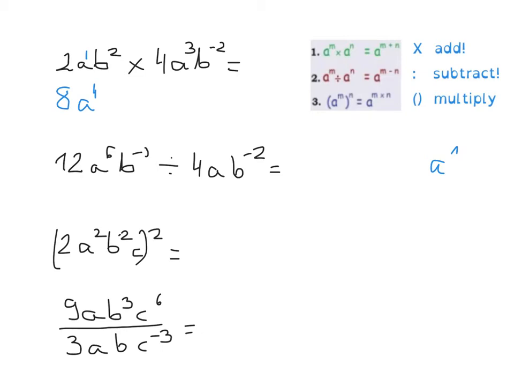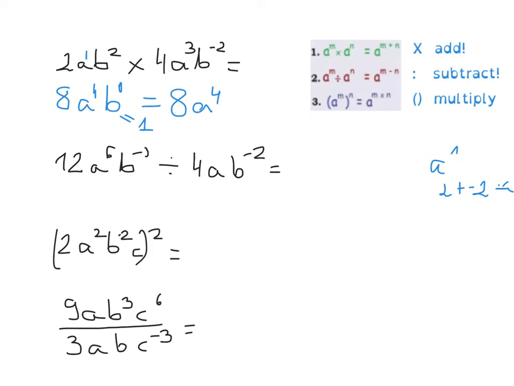Then looking at b's, we have b to the power of 2 multiplied by b to the power of minus 2, so it's adding, it's 2 plus minus 2, and that is 0. So we have b to the power of 0, and we can simplify it: 8 a to the power of 4, as b to the power of 0 is 1. So that would be the answer.